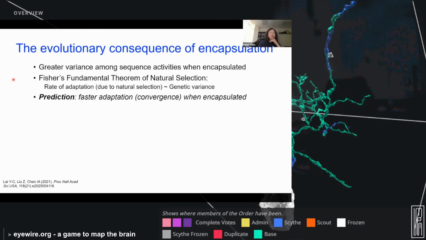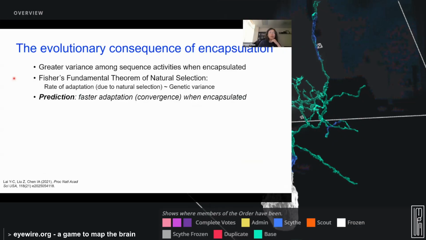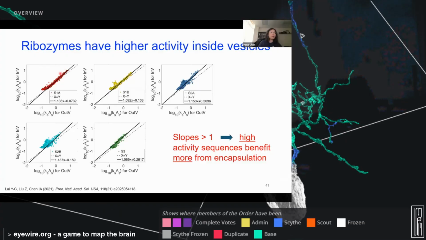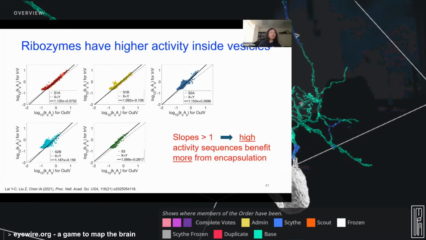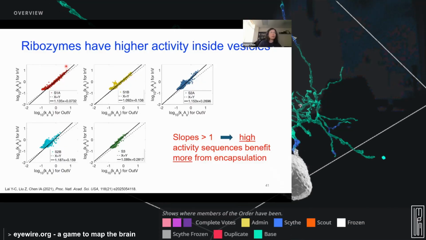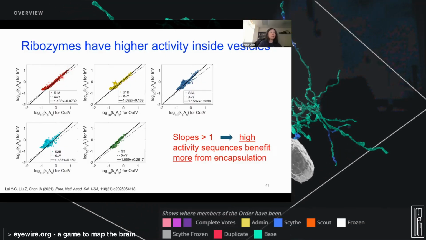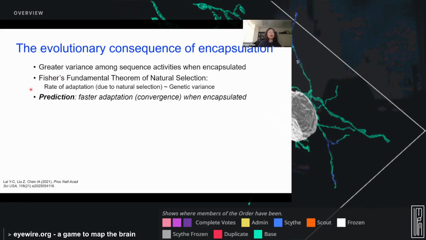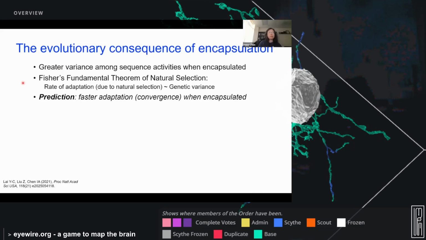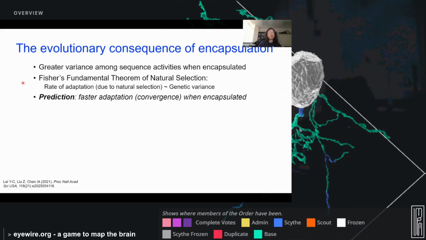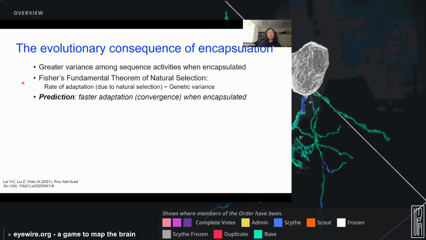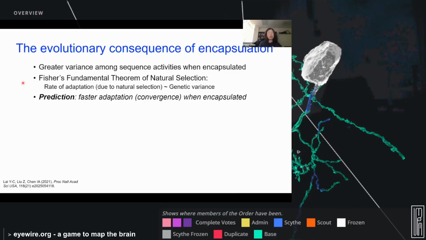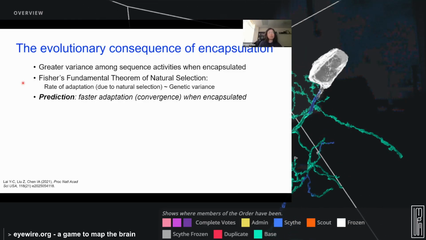What our prediction here was that there's greater variance among the sequence activities when they're encapsulated. And this is seen by how you have this higher activity population kind of peeling away from the x equals y line. So greater variation, greater variance in the activity. And there is a theorem in natural selection, Fisher's fundamental theorem of natural selection, which says that the rate of adaptation that's due to natural selection is proportional to the genetic variance.